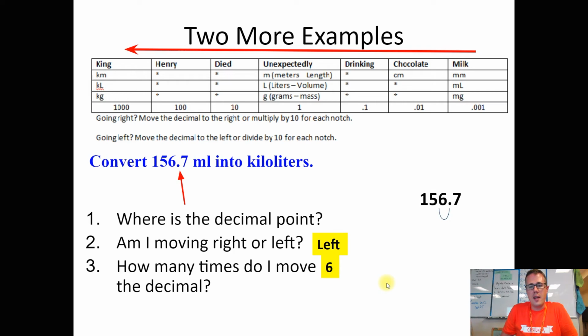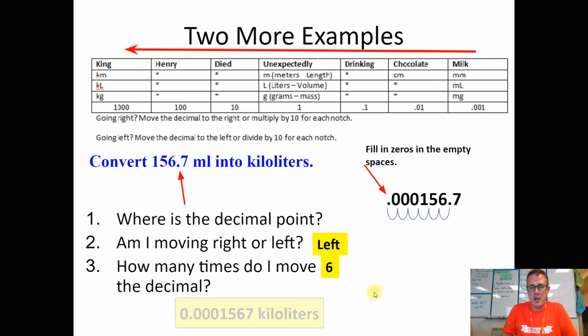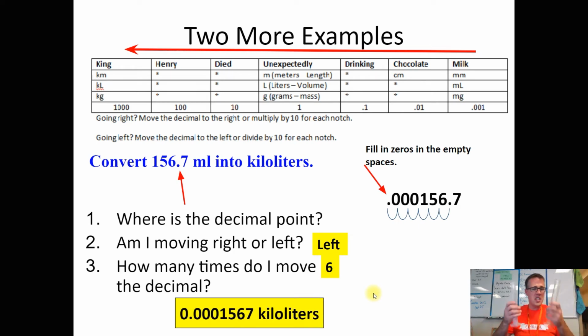So now we start adding in, or swooping our decimal. That's 1 swoop. There's 2, 3, 4, 5, and 6 spots over. Then we just fill in all those spots with zeros, and we have our number. 0.000156 kiloliters. Remember, we didn't change how much stuff.